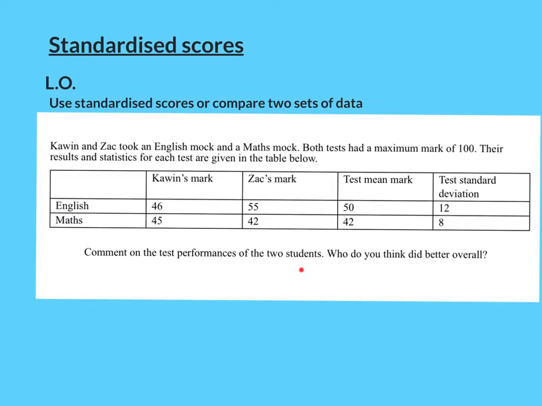And I've got to comment on these and who I think did better overall. Well, if I have a look at the individual marks, Carwyn didn't do as well as Zach in English but did better in maths. And if you have a look at the mean, there's quite a lot of information going on there, and I've even got standard deviation. So what I'm going to do is draw a little sketch, assuming these are normally distributed, and have a bit of an idea of what they might look like.